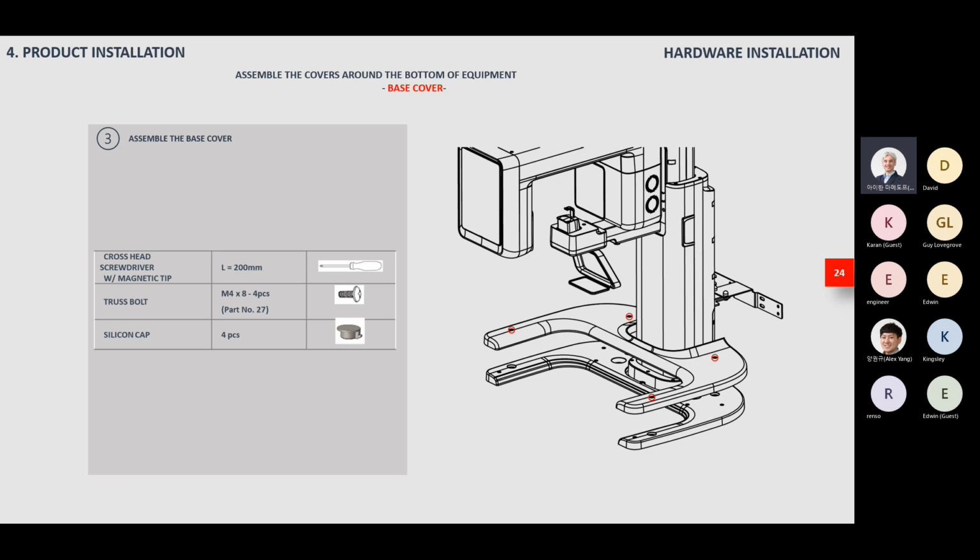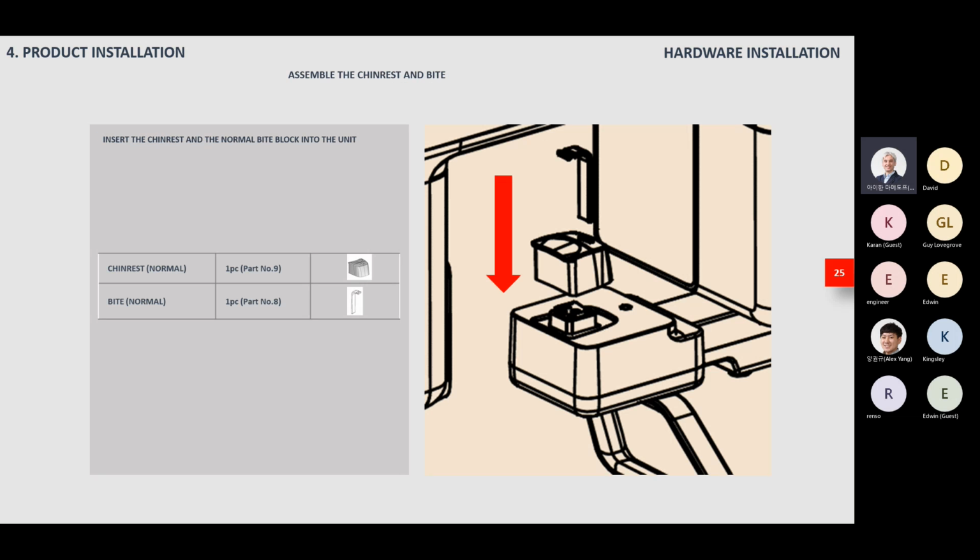All other things are almost the same as with the other products. So we have this chin rest and normal bite block into the unit. You can input it like this, and as I told you, we don't have the temple supports, but the chin rest can be moved.